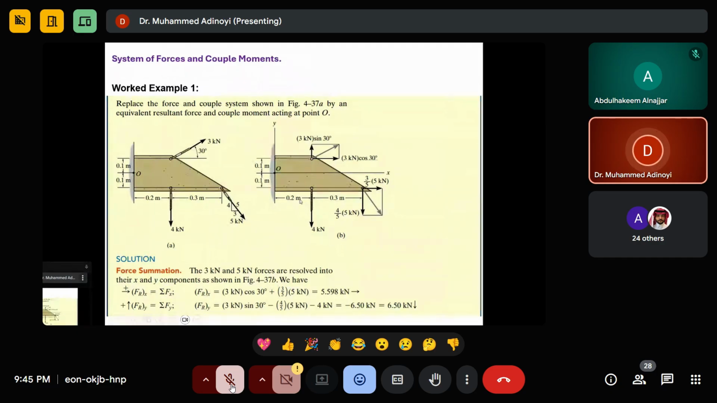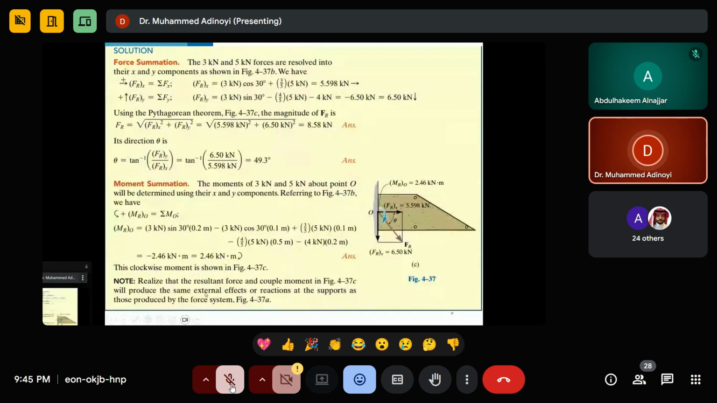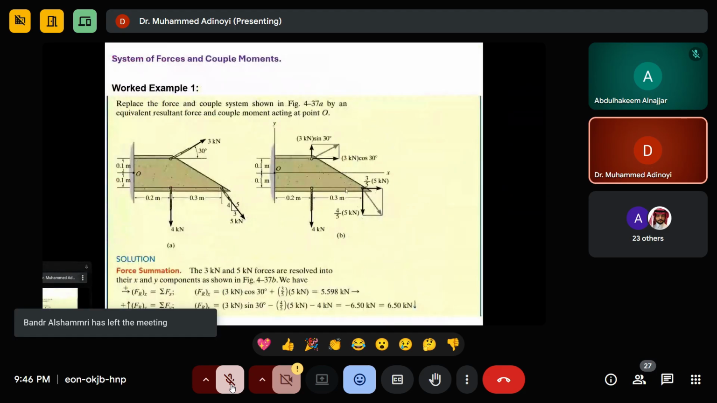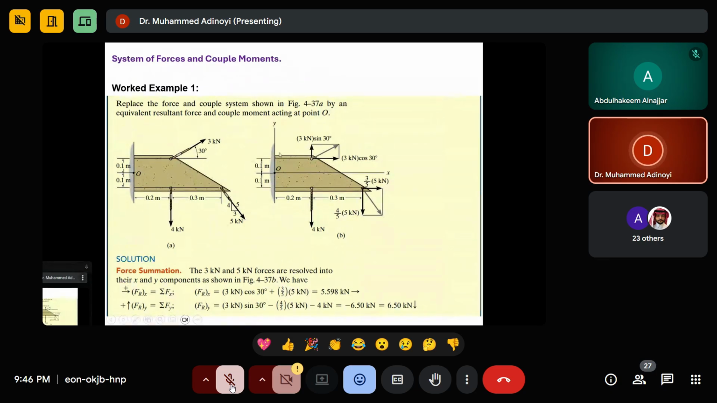Is this going to be anti-clockwise or clockwise? Anti-clockwise. So it's going to be positive. Let's go and check. As you can see, 3 kilonewton sine 30 is multiplied by 0.2. The next one is 3 kilonewton cos 30 multiplied by this distance, 0.1.